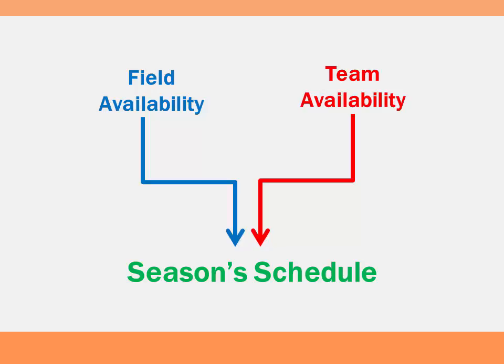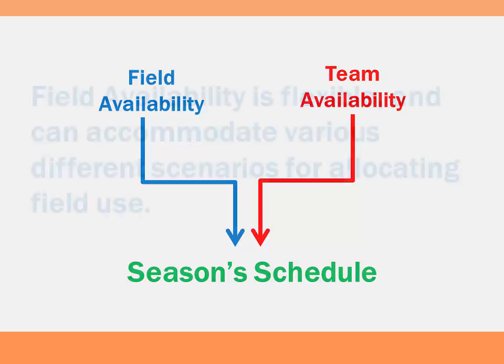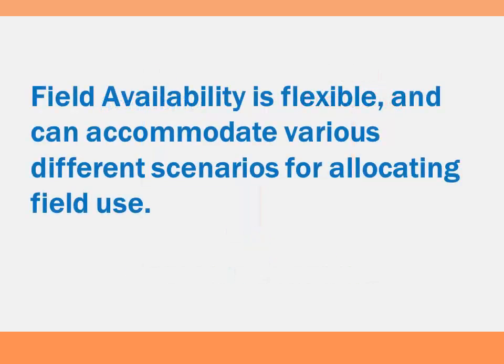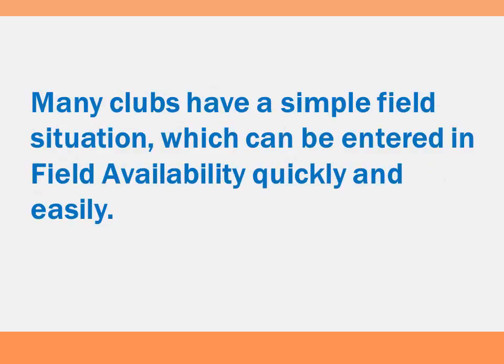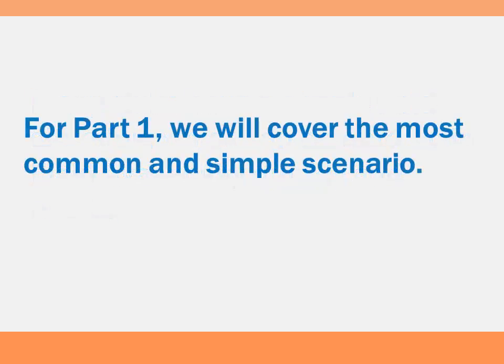The information from field availability will be combined with the info from team availability to ultimately create a game schedule for the season that is as ideal as possible. Field availability is flexible and can accommodate various scenarios for allocating field use. However, many club owners will have a simple field situation which can be entered in field availability fairly quickly and easily. This video is part 1 of the tutorial where we will review how the field availability tool can be used with the most common and simple scenario.